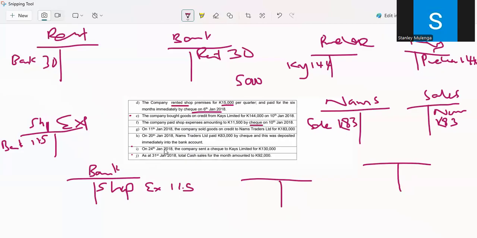So on 24th January 2018, the company paid a check to K's Limited. So we already have K's Limited there. So we paid by check, so you're dealing with bank and you're reducing our Nkongole. So if we paid here K, since money is coming out of the bank, we are going to credit K with 1/3. Then to reduce Nkongole we have here, we will debit. So put bank here, 1/3.